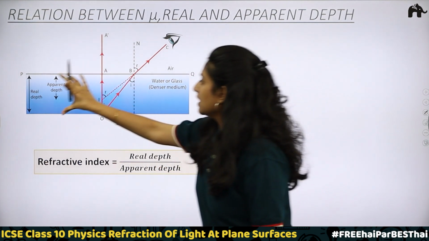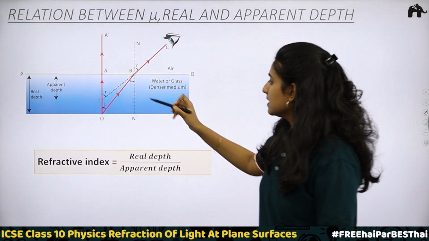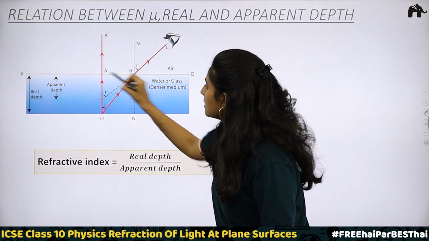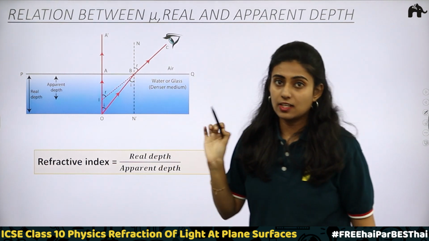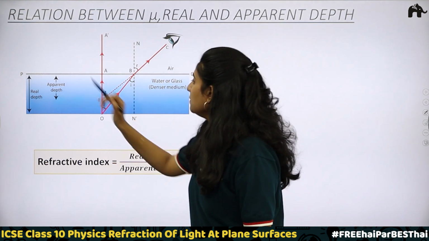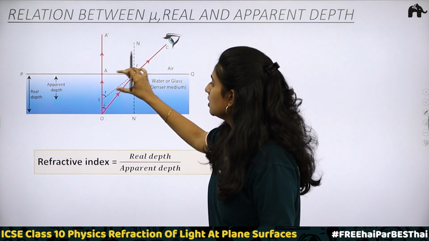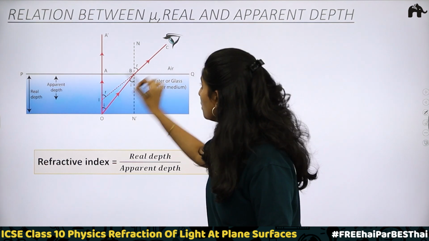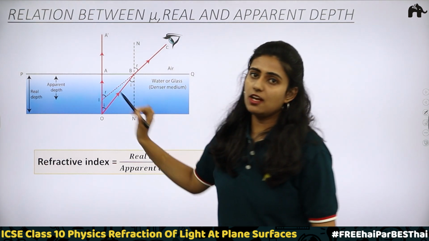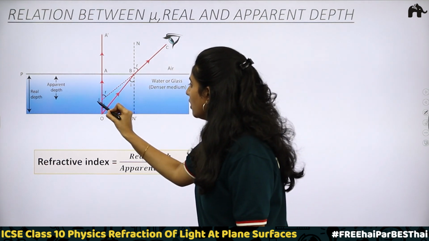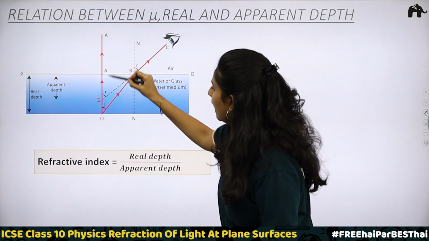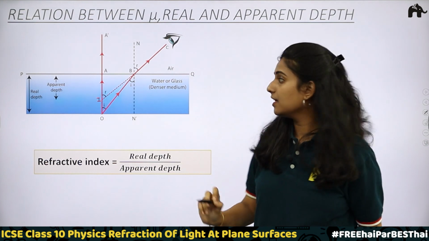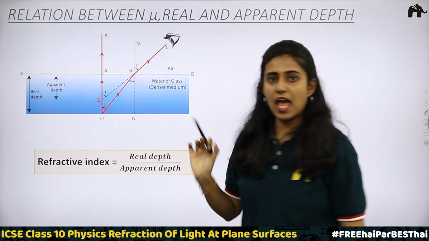Here we have the real depth and apparent depth. Real depth is the distance between the separation of the two mediums to the point where the object is actually placed. And apparent depth is the distance between the separation to a point where the observer will be observing the object, which is point I. Now here, what is AO? AO is the real depth and AI is your apparent depth.